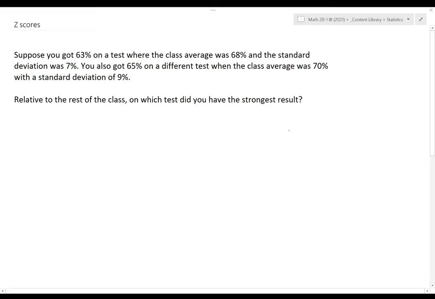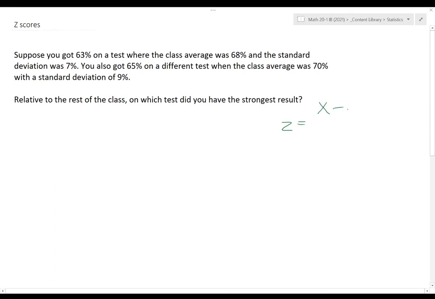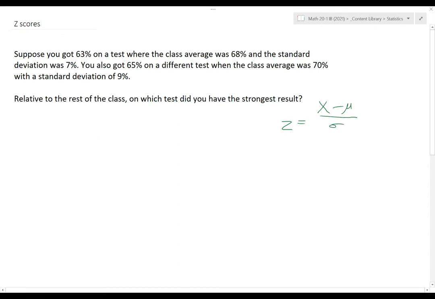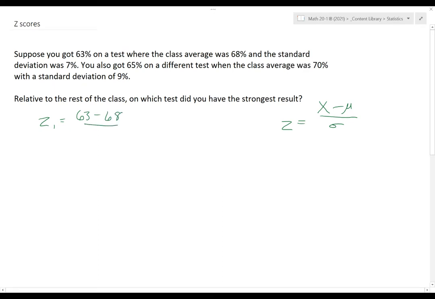A z-score is the difference between a particular value and the mean, so your score minus the mean, divided by the standard deviation. This essentially gives the number of standard deviations above or below the mean. The z-score will be positive if x is bigger than the mean, and negative if x is smaller than the mean. So z for the first test would be 63 minus 68, divided by the standard deviation, which was 7.